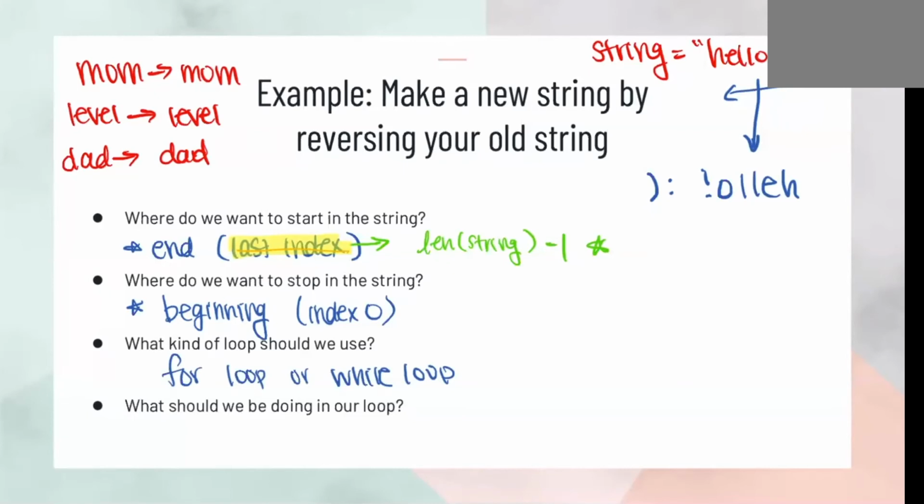For this, I'm going to do an example using the for loop. And then for the next example that would require a for loop or a while loop, I'll do a while loop. And then what should we be doing in our loop?